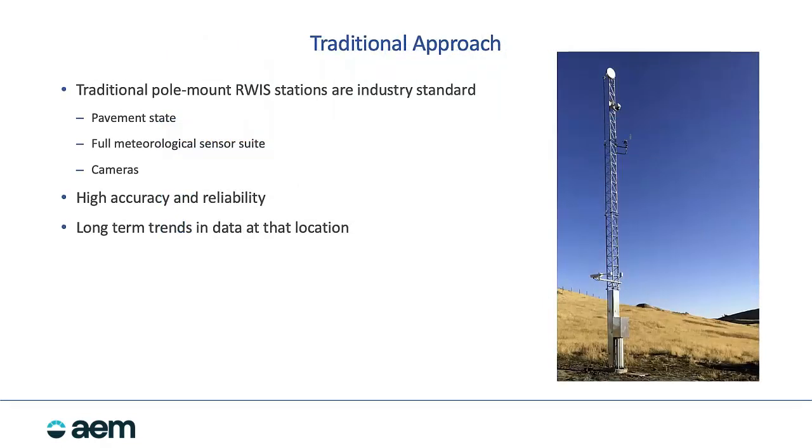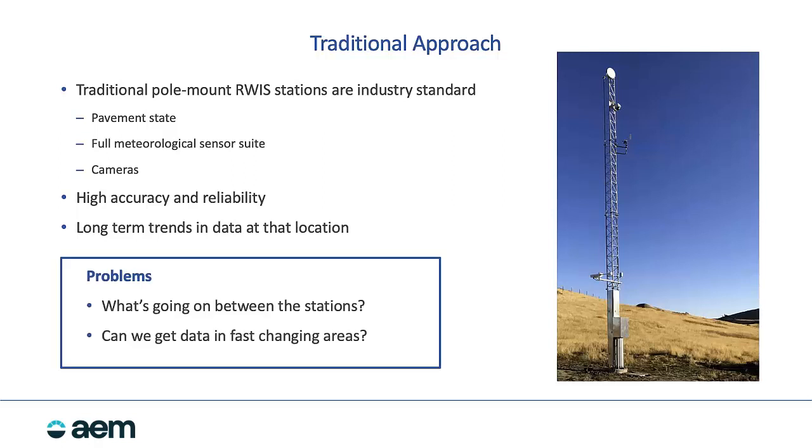The traditional approach, or how the industry has gone about this for the last several decades, has been through traditional pole mount RWIS stations. What this does is allow tracking of pavement state, and it has a full MET suite on it and cameras to visually verify conditions. They're really accurate and reliable, and we can store that data and start to understand long-term trends with that. There are some problems with this approach, right? We miss what's going on between these stations.